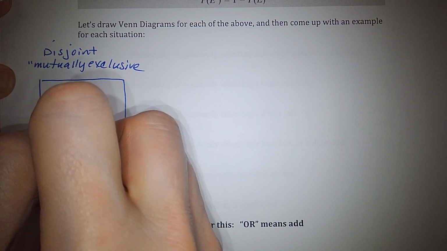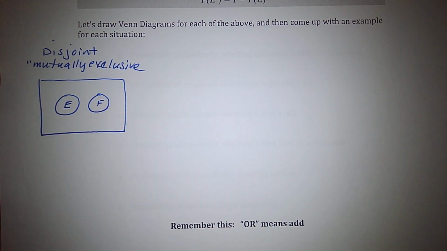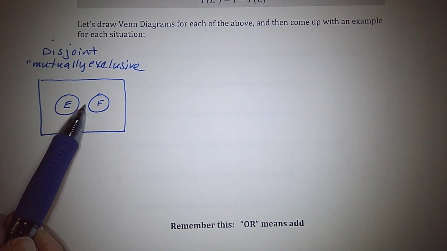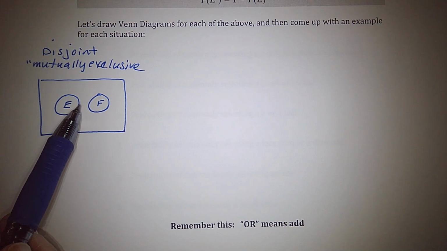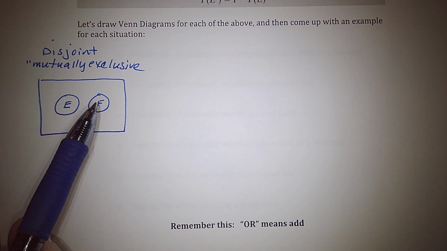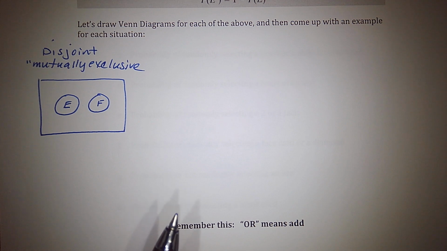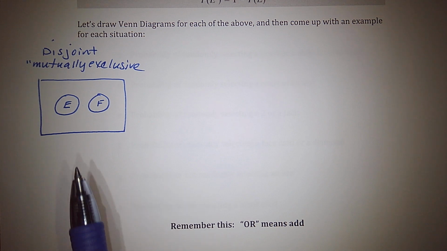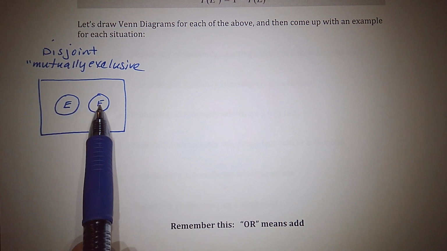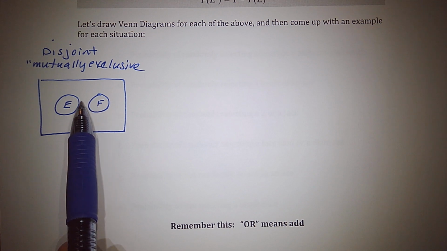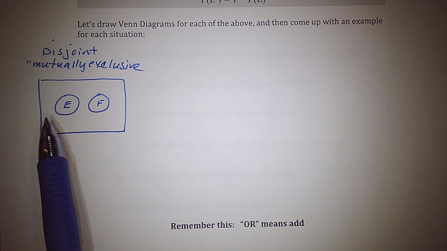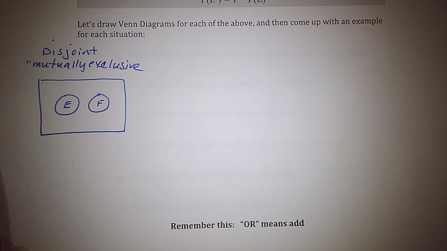So event E and event F are considered mutually exclusive if they do not share any people or objects in common. An example of this would be the grade of an A versus the grade of a B. So in this particular statistics class, for example, whether you get an A or a B are mutually exclusive because they cannot be joined. There's no common ground in the middle. Nobody can earn an A and a B at the same time. You either earned an A overall or you got a B.